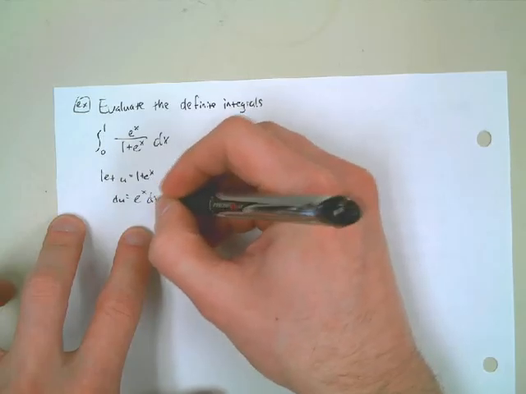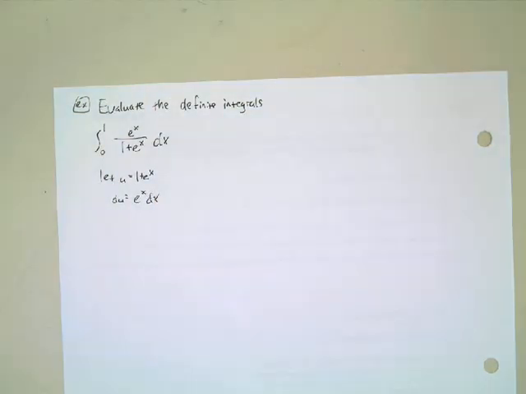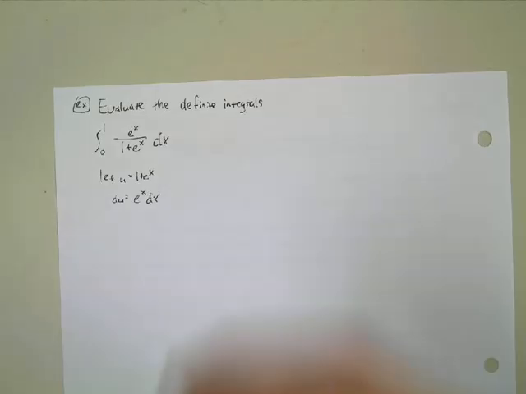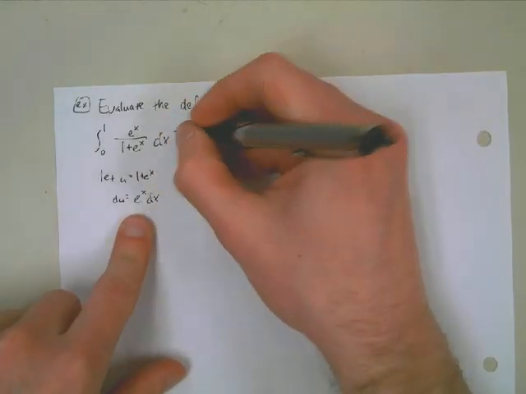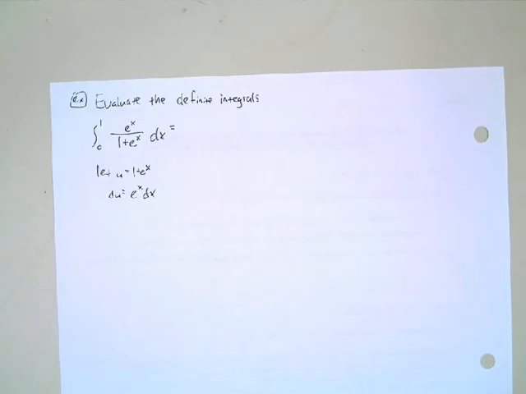e to the x dx. Okay, that's good, right? So far, so good. That's what we want, because we have e to the x dx here. So then I'm going to rewrite my integral here, and what will my new integral be?